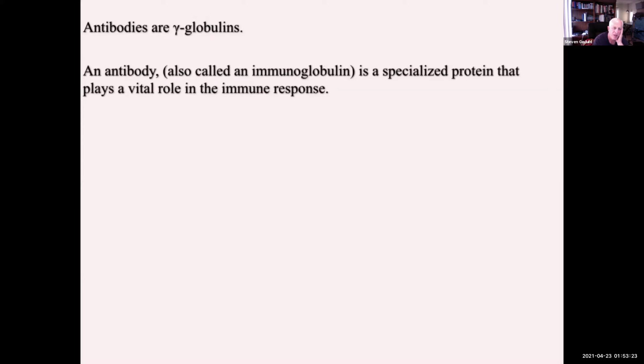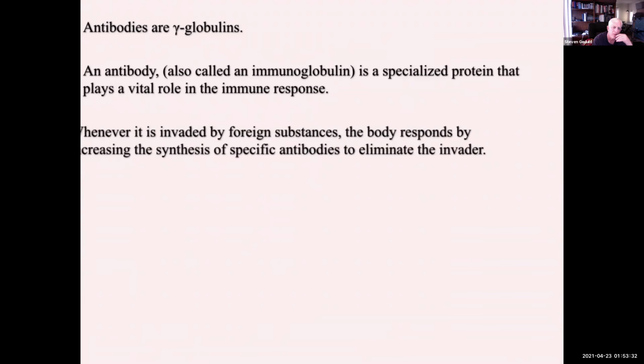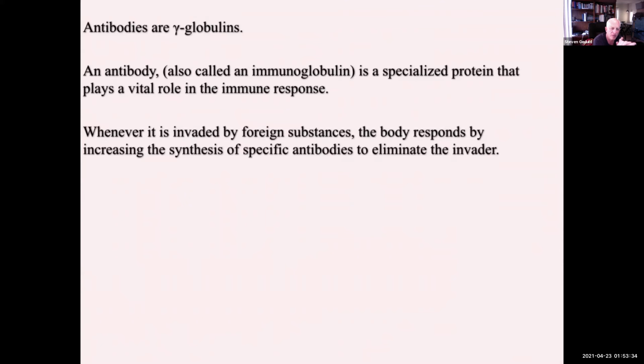Gamma globulins circulate in your blood and are part of your immune system. Those are your antibodies. An antibody, also called an immunoglobulin, is a specialized protein that plays a role in your immune response. Whenever the body is invaded by a foreign substance, it responds by increasing the synthesis of specific antibodies to eliminate the invader.